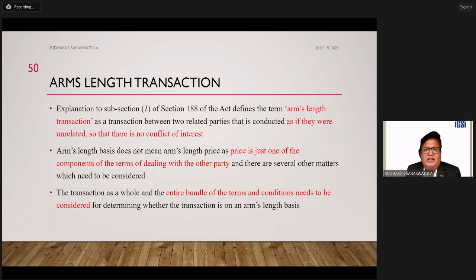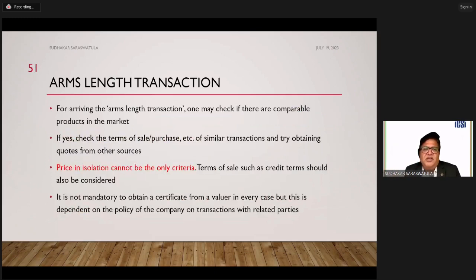So all the things are to be at par and there should not be any kind of conflict of interest. If I am dealing with Mr. B on the same terms and conditions as I am dealing with Mr. A who is related to me, then only I can say it is an arm's length transaction. So for arriving at an arm's length transaction, one may check if there are comparable products in the market.